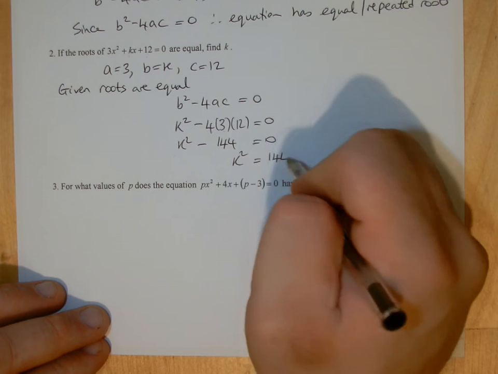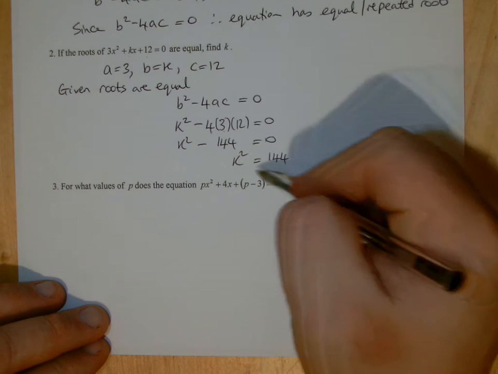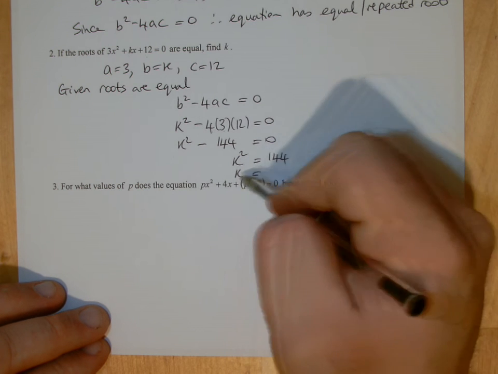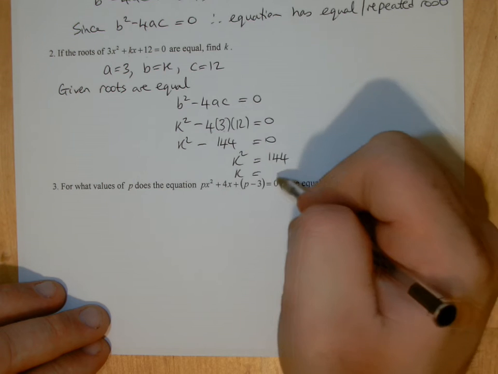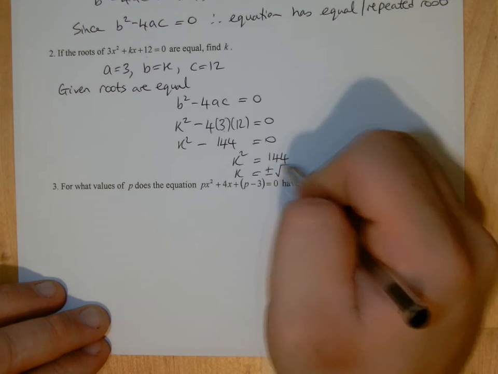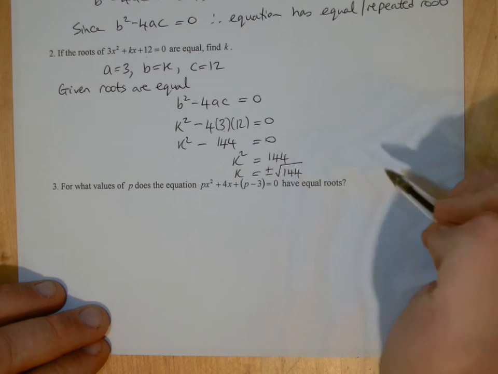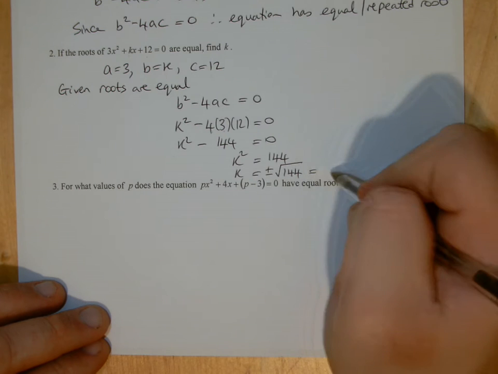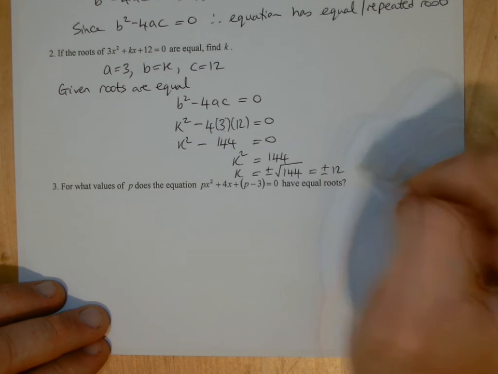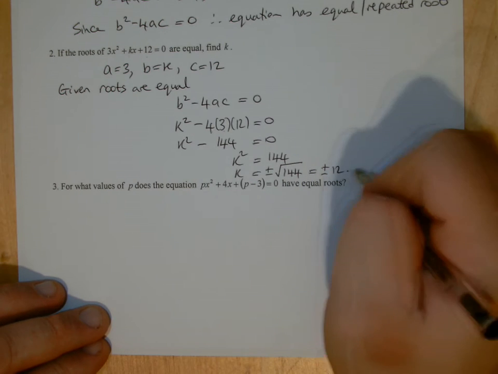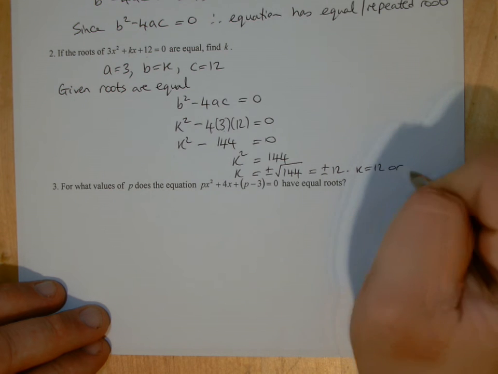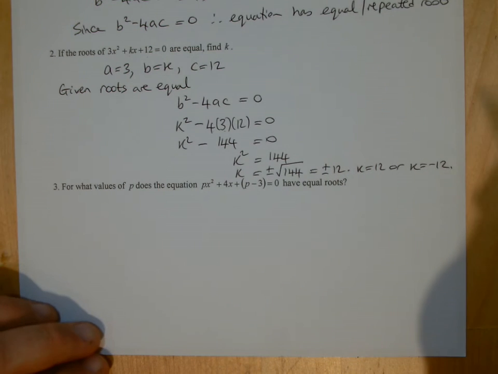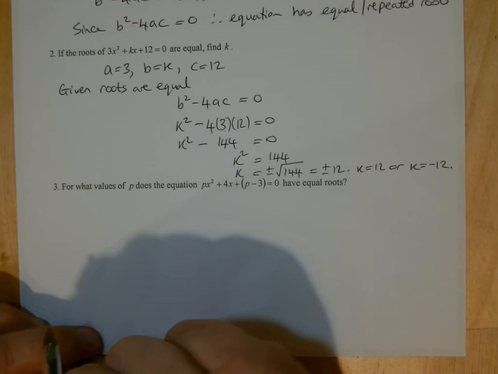it becomes positive 144. And of course, to get k, I've just got to square root, because when you take the square over, you square root. But don't forget, when you square root, you've got to put plus or minus. So plus or minus root 144, and root 144 is just 12, isn't it? So we get plus or minus 12. In other words, k is equal to 12, or k is equal to negative 12. So there are two options there for k.